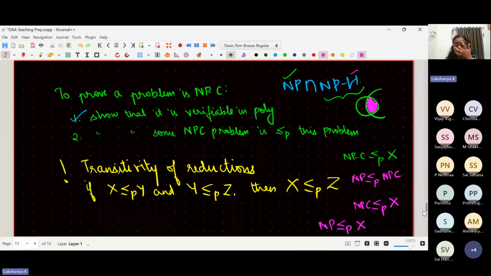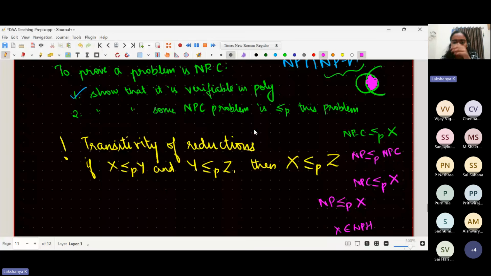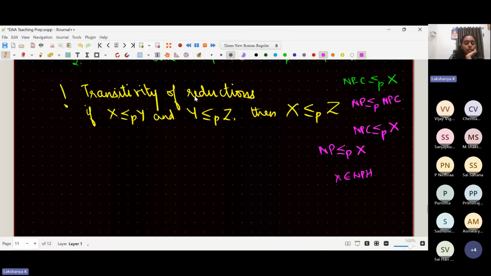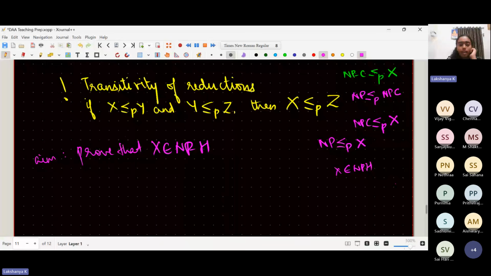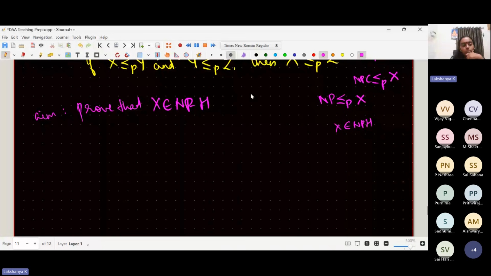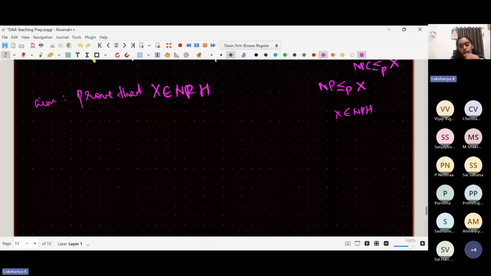Do you want me to repeat? Could you please repeat that? First point clear? Yes. This one, verifiable. Okay. Second point, see what I want to do is prove that X belongs to NP hard. If I prove that, what happens is NP intersection NP hard, I can show that X is NP complete. Okay, so to prove that X is NP hard, I have to say all of NP is reducible to X, which is impossible. I don't even know what all of NP is.